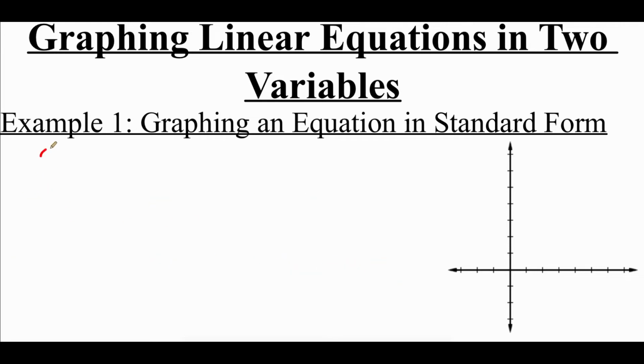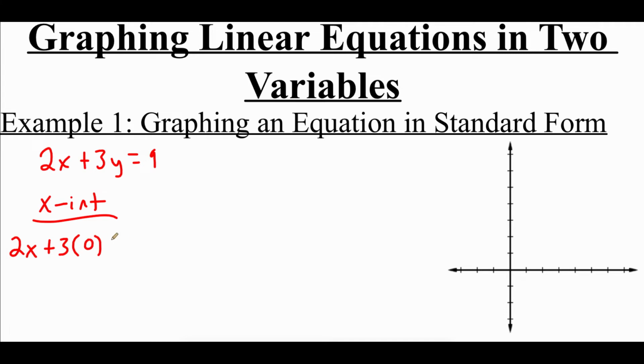So let's look at the equation 2x plus 3y equals 9. First thing we're going to do is find our x-intercept. And we said in order to do that, we were going to plug in 0 for our y value. So I'm going to do that in my equation. So we get 2x plus 3 times 0 equals 9. Now 3 times 0 is 0, so that essentially cancels out. So we get 2x equals 9. And to solve for x, we're going to divide each side by 2. So we get x equals 9 halves, which is the same as 4.5.